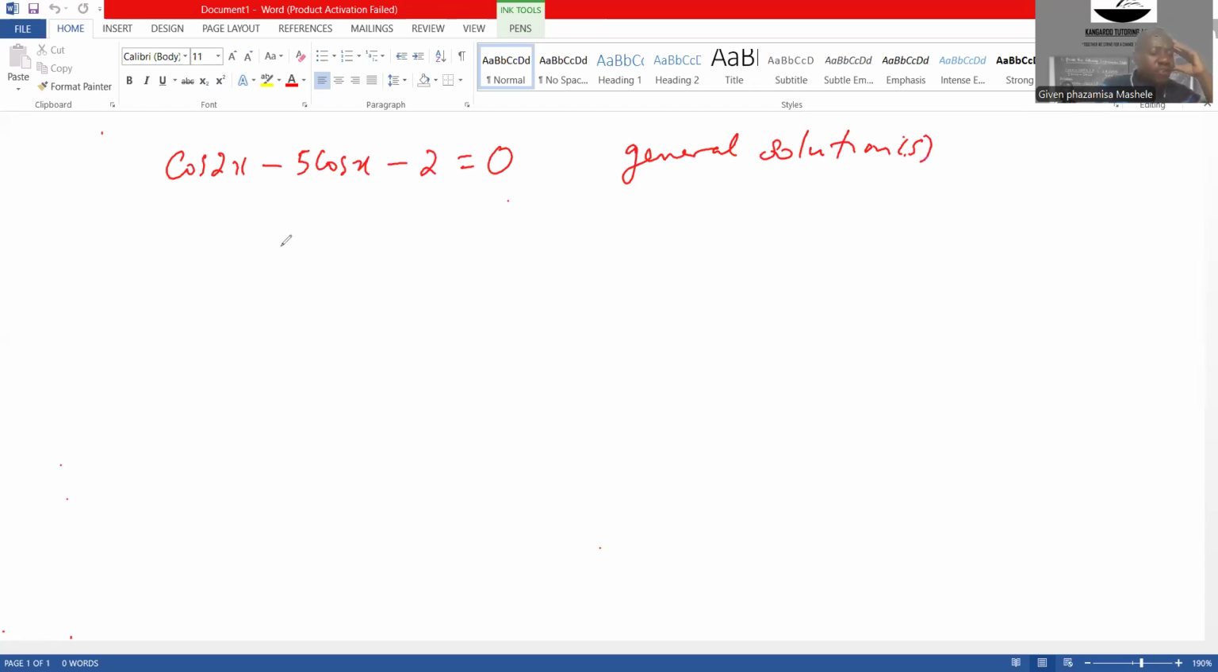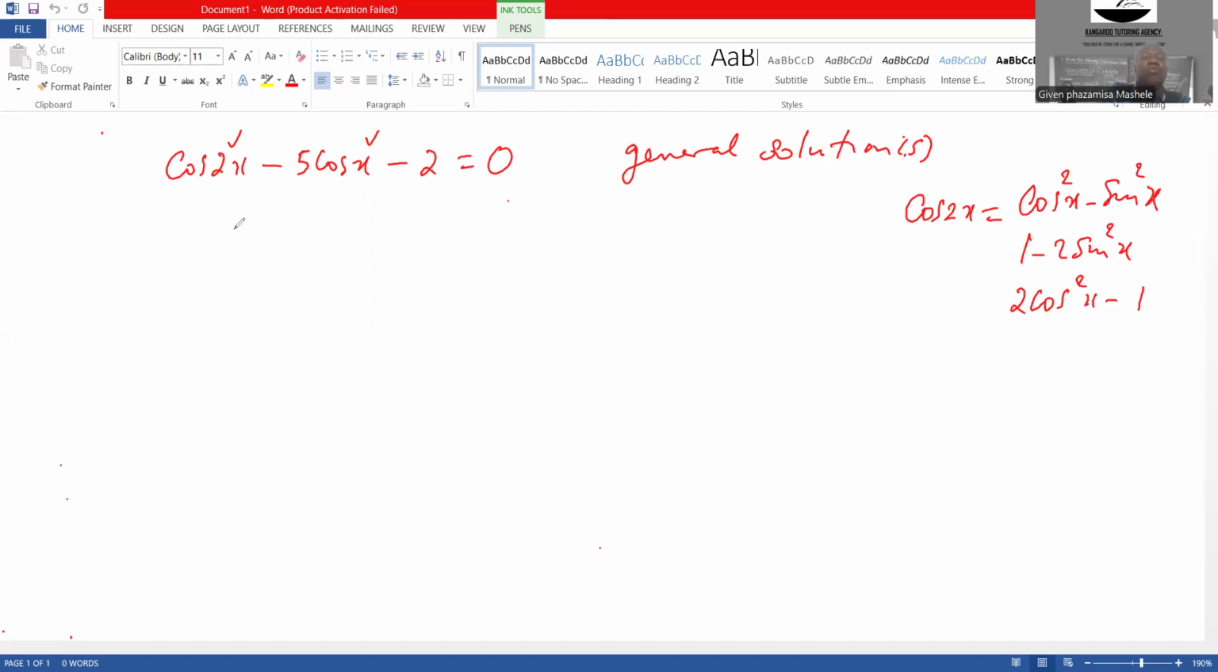Okay, let us look at this expression. We have cos 2x minus 5 cos x, then minus 2. Here we have 3 terms now. Since we have 3 terms, let's look at the first term, which is cos 2x. And what is this, guys? This is a double angle for cos. And remember, the double angle for cos equals 3 expressions: cos squared x minus sin squared x, 1 minus 2 sin squared x, and 2 cos squared x minus 1.